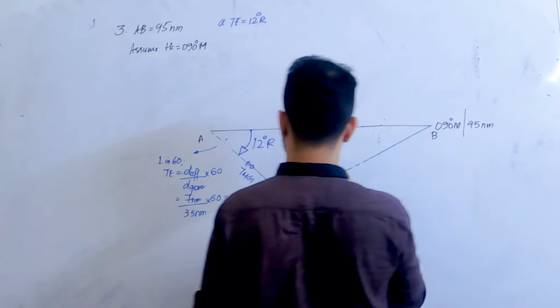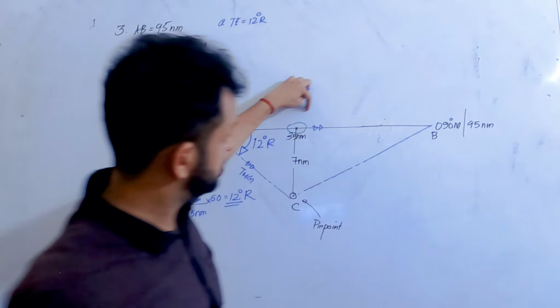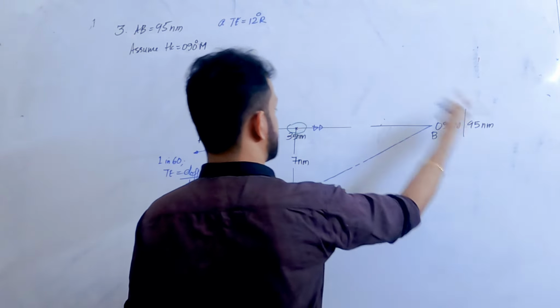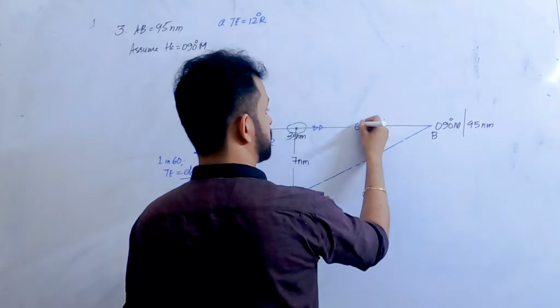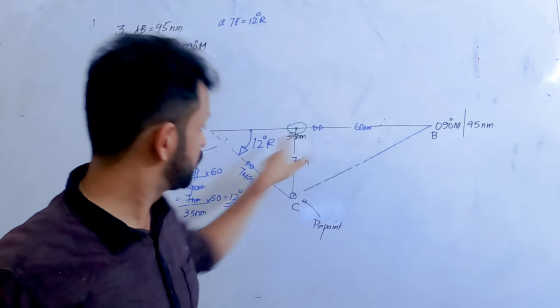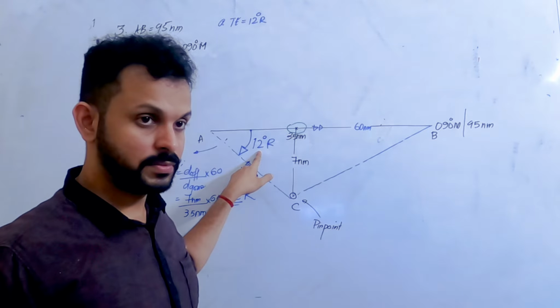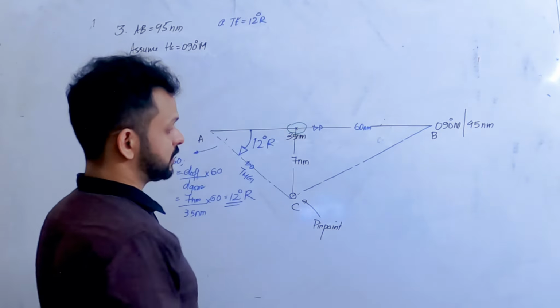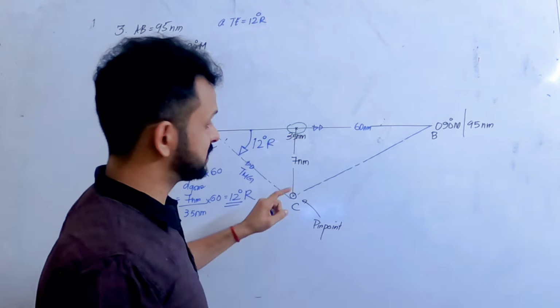What is the distance that you need to go further? That is 95 minus 35, 60 nautical miles. So think about it, whatever said and done, for the same distance this angle is going to be less than 12 degrees, for sure, because you have to travel a greater distance. So 60 nautical miles. Now you have to first analyze your track change.